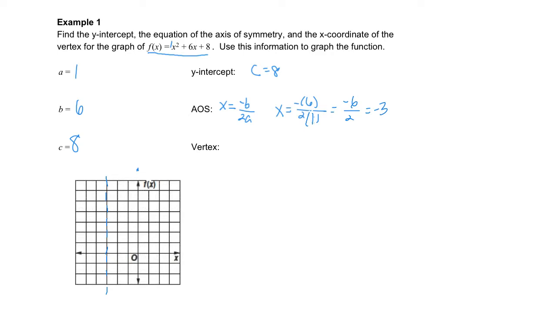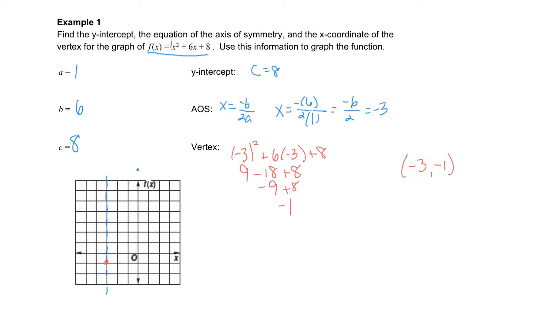So we can plug in negative 3 into our equation and see what we get for f of x, for the y. So negative 3 squared plus 6 times negative 3 plus 8. That is 9 minus 18 plus 8. Now we work from left to right. 9 minus 18 is negative 9 plus 8. So that's negative 1. So the vertex is a coordinate point, and it's going to be at negative 3, negative 1. So we go down 1 on the axis of symmetry, and that's the vertex.